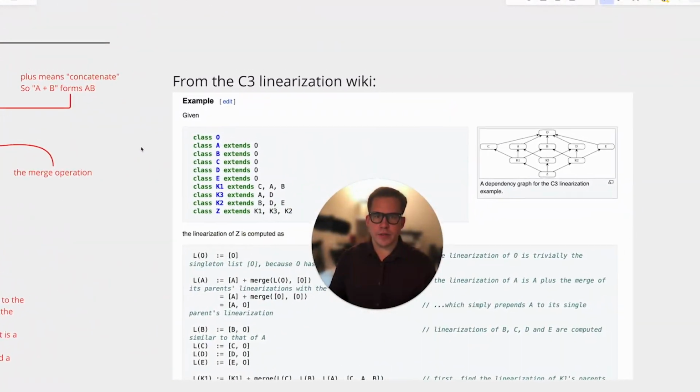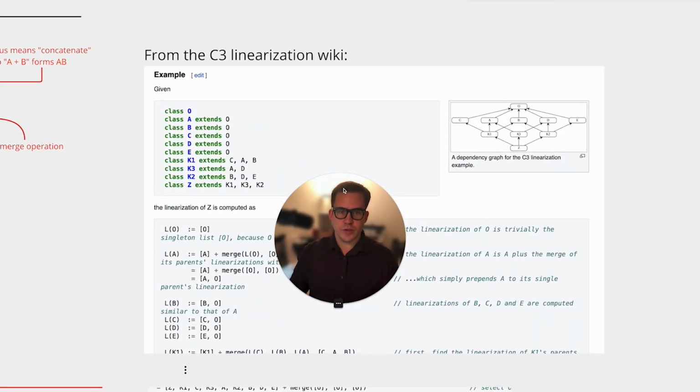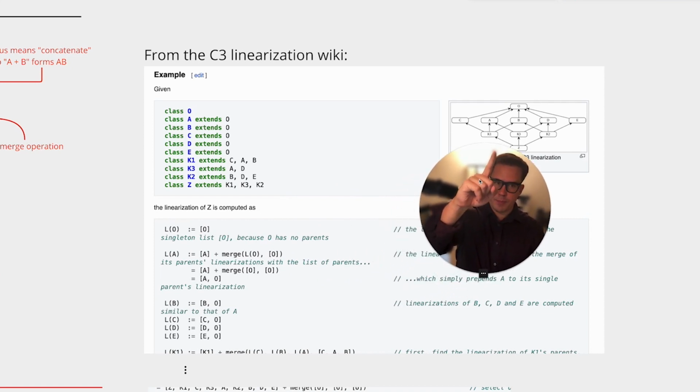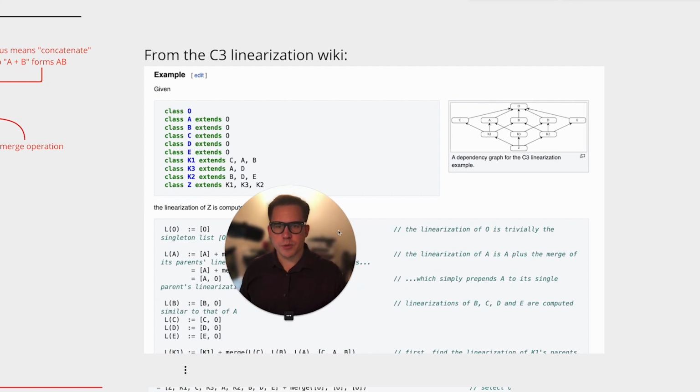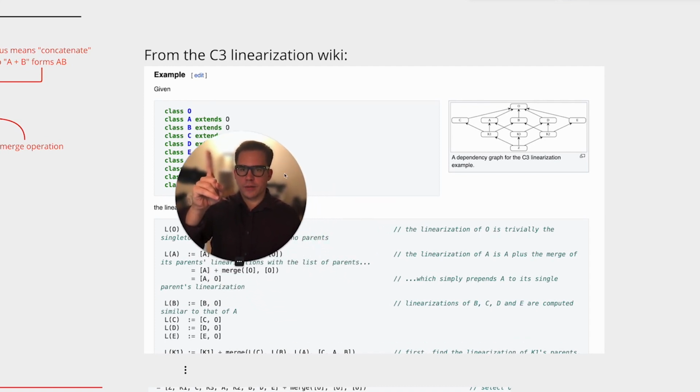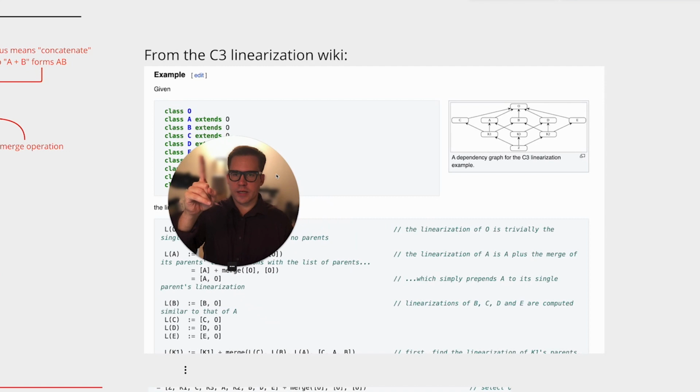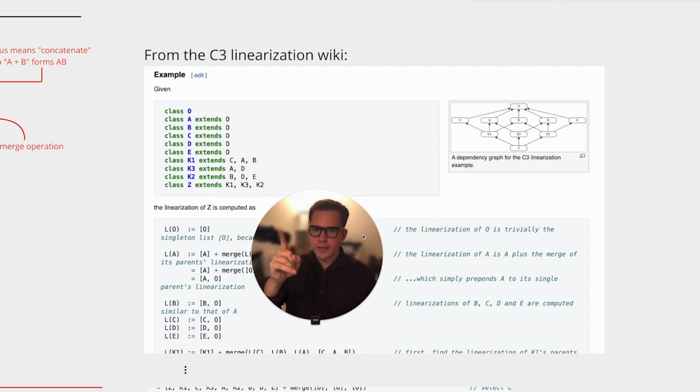In the C3 linearization on Wikipedia, we will do this very complicated example later, step by step, which is also done there, but I just want to do it more visually. In there, they're using slightly different notation. This is more pseudocode, but that's okay. It means all the same.